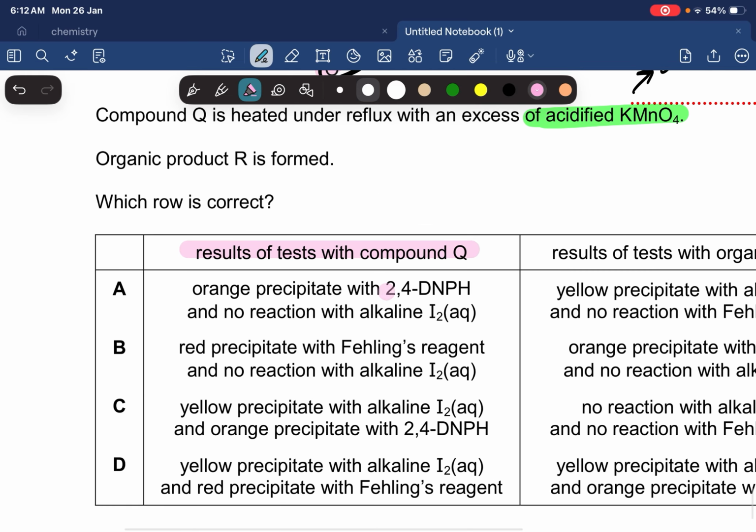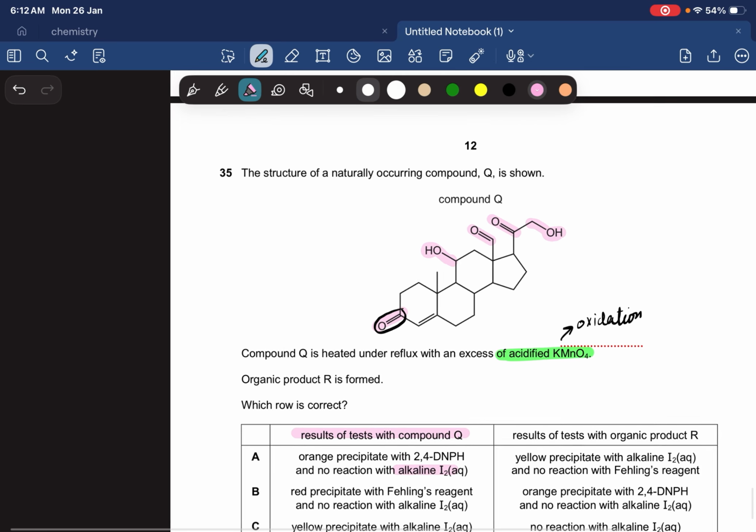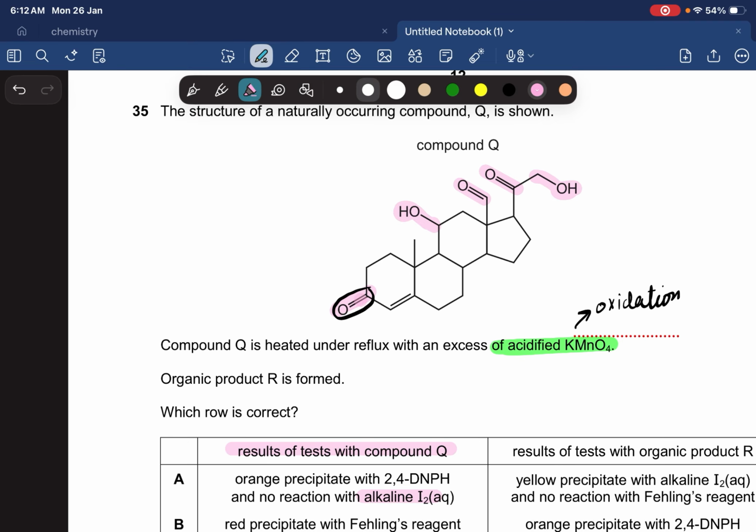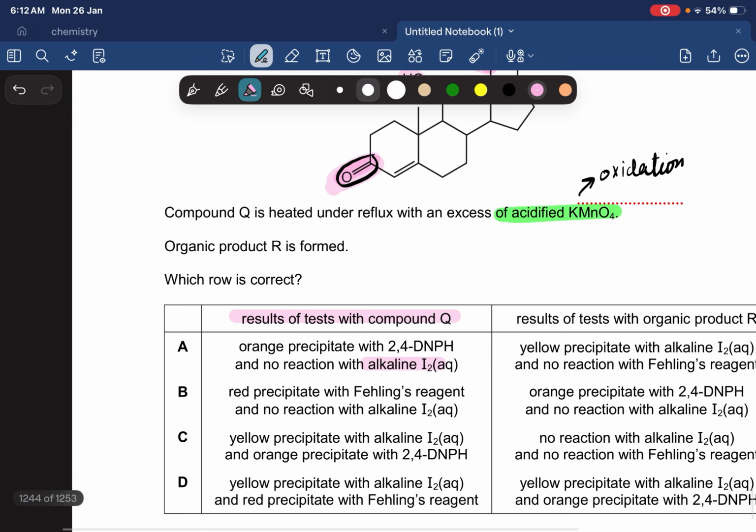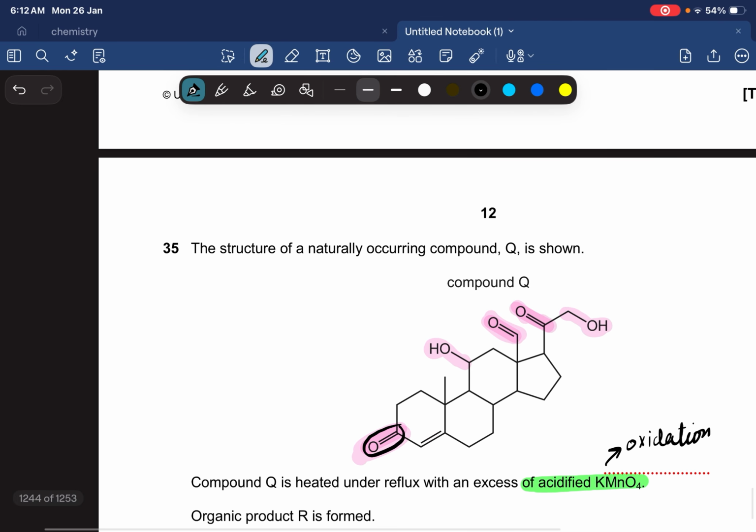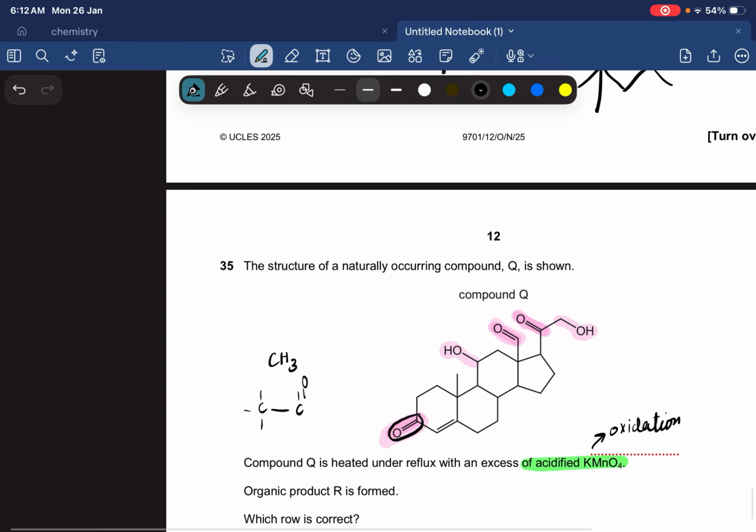Orange precipitate with 2,4-DNPH, no reaction with alkaline I2. Yeah, we have aldehydes and we have ketones right here, so we're gonna get an orange precipitate with 2,4-DNPH. And we're gonna get no reaction with alkaline I2, because to get a reaction with alkaline I2, you gotta have one thing, CH3, something like this, and then a C double bonded to O, right? So I don't think we have this kind of thing anywhere.